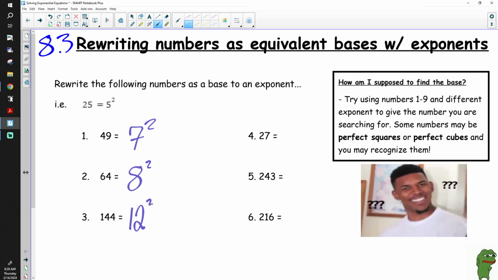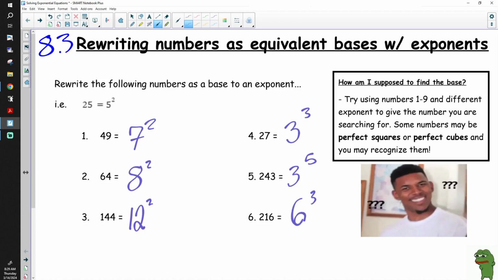Okay, getting a little trickier. 27 is 3 to the third power. 3 times 3 times 3 is 27. Okay. 243. 3 to the fifth. 3 times 3 times 3 times 3 times 3. 3 to the fifth. 243. Last one. 216. 6 to the third. Yes. Very good.